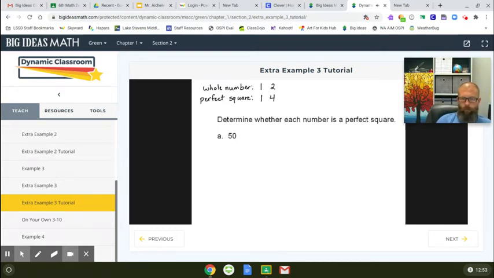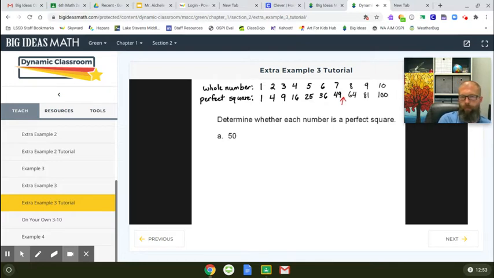Now that we have our list, we can answer the question. Determine whether 50 is a perfect square. In our list of perfect squares, we can see that 50 would fall here. However, there is not a whole number that when squared is 50. Nope. This means that 50 is not a perfect square.